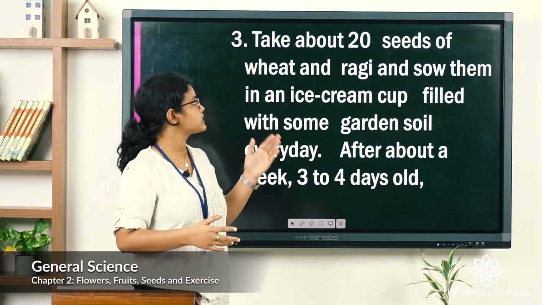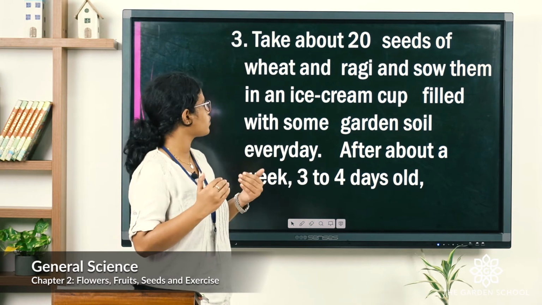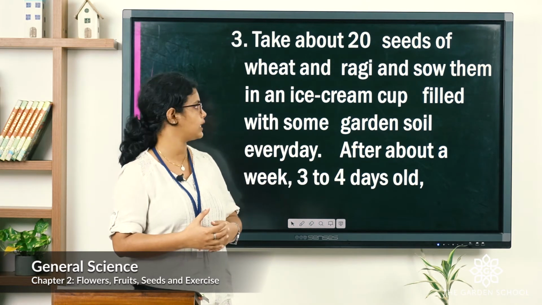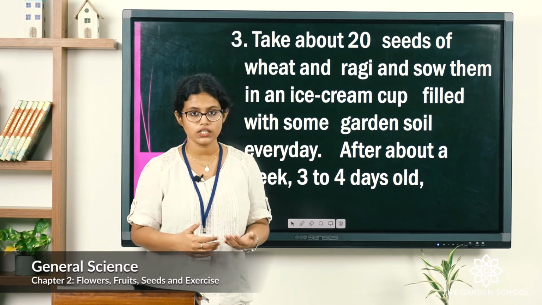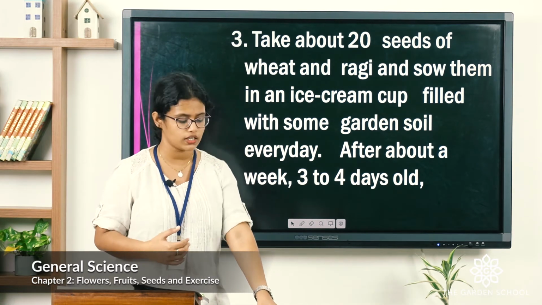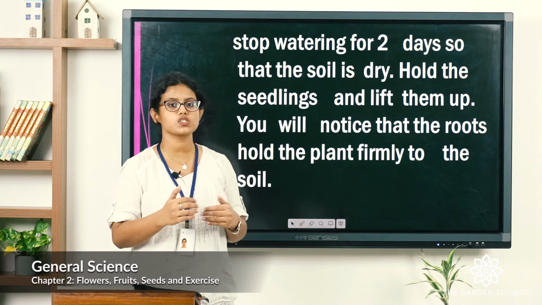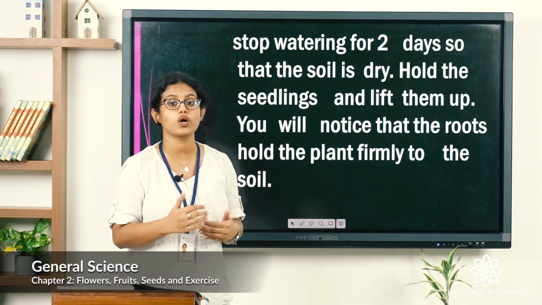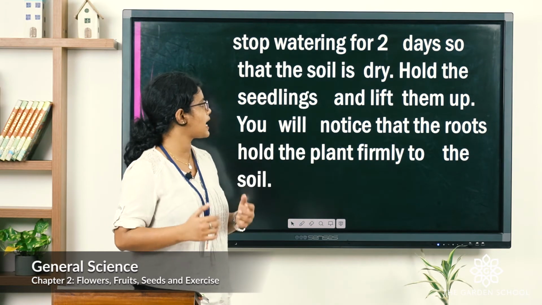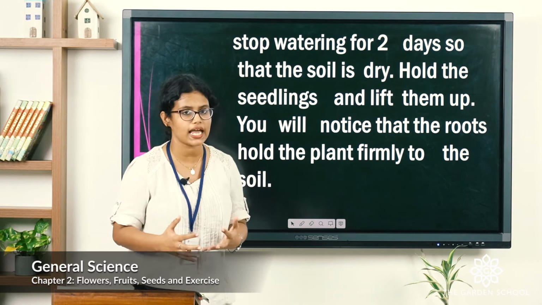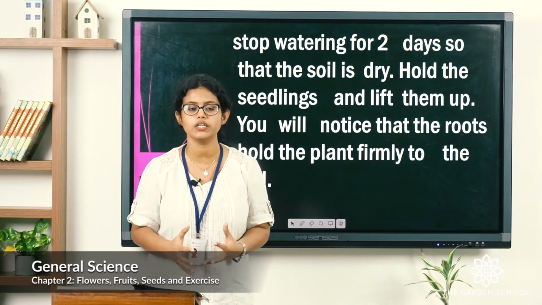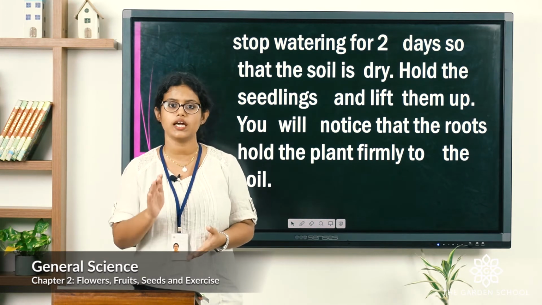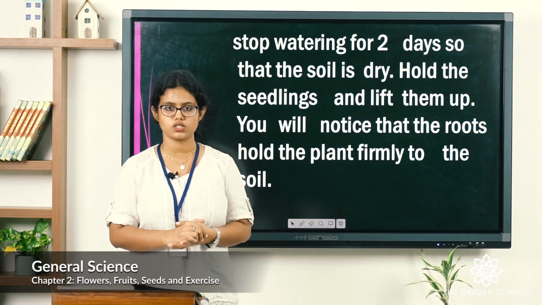What you have to do is take about 20 seeds of wheat and ragi and sow them in an ice cream cup with garden soil. After about a week, 3 to 4 days old, you have to stop watering the plant for 2 days, so that the soil is dry. Hold the seedlings and lift them up. Then you will notice that the roots hold the plant firmly to the soil. You can even try this activity in your home and write these answers down in your notebook also.